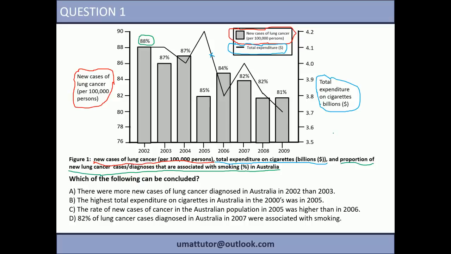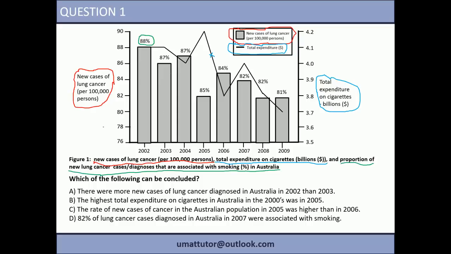So we're dealing with new cases of lung cancer in 02 and 03. So that's the bar graph, because we know that this is the new cases there in red, and as we can see from our key, it's the bar graph we're interested in. So we're looking at the bar graphs in 02 and 03. And that looks pretty good because you can see that the number went down.